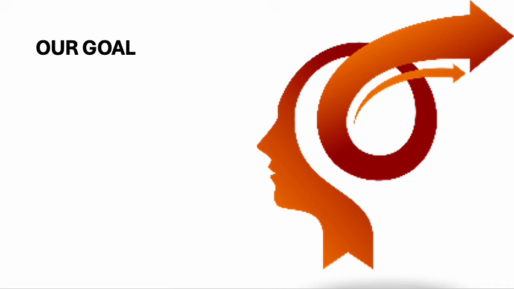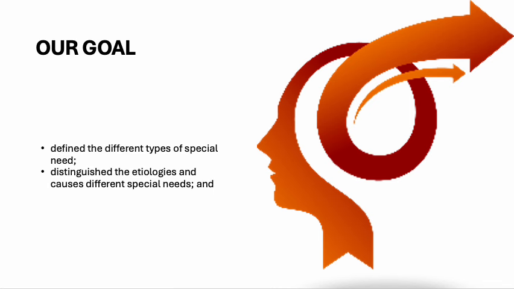Now, before we jump into the full discussion, let me share our objectives for this session. First, we will define the different types of special needs. Second, we will look at the etiologies and causes behind these special needs. Third, we will explore the learning characteristics that help us understand how these learners grow and learn best. Alright, let's keep going.